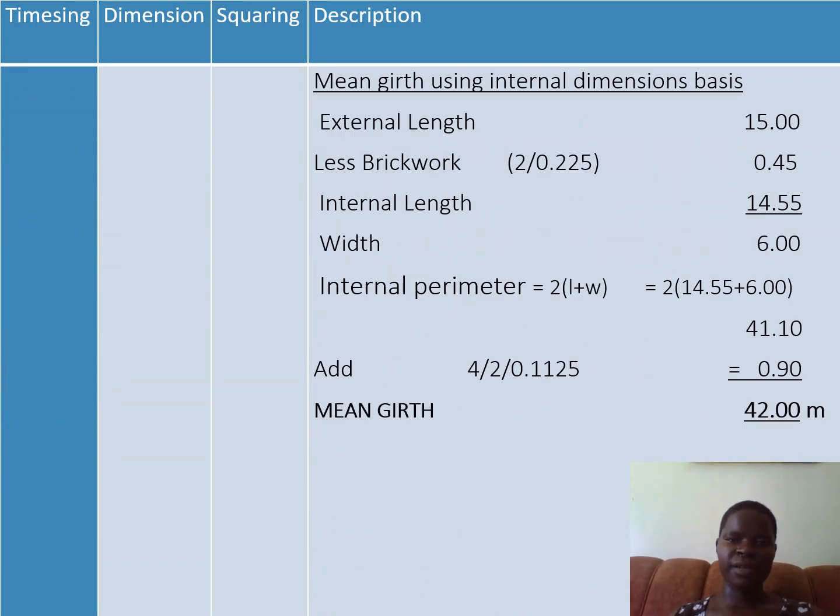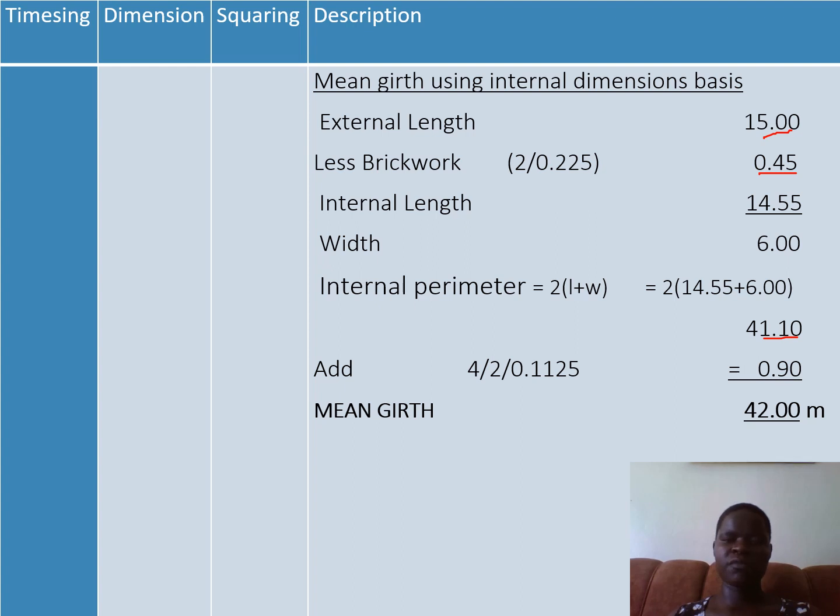Here are our calculations. We have our external length given as 15 meters. We have less the brickwork, which we get as 0.45, that is 2 times the thickness of the wall. If we subtract, we get 14.55 meters as our internal length. Our internal width is 6.00 meters. Now our internal perimeter is 2 into length plus width, which gives us 41.10 meters.